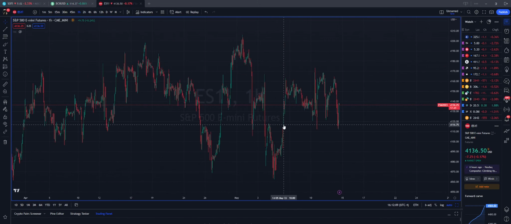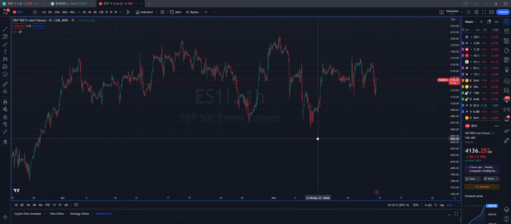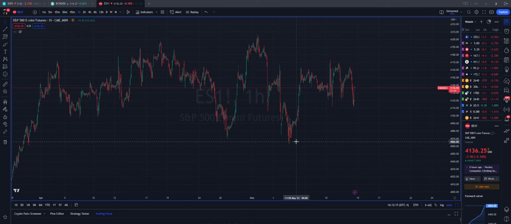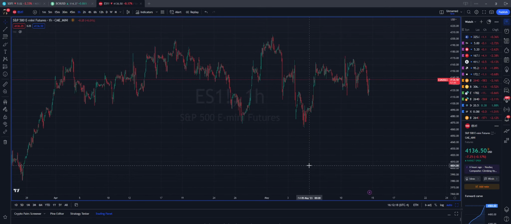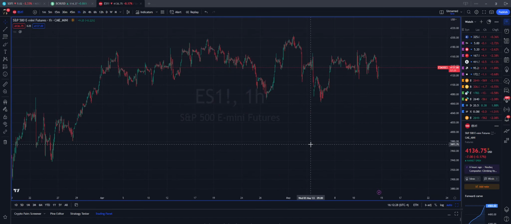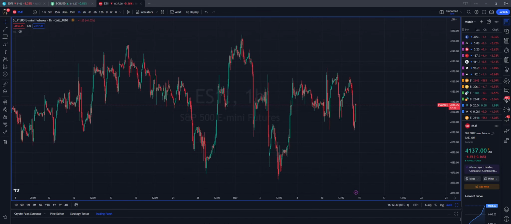So when demand exceeds supply, price tends to rise. When supply exceeds demand, price tends to fall. By analyzing supply and demand levels, we can identify areas on the price chart where significant buying or selling pressure may be present.